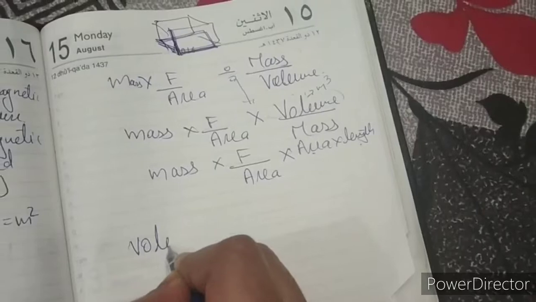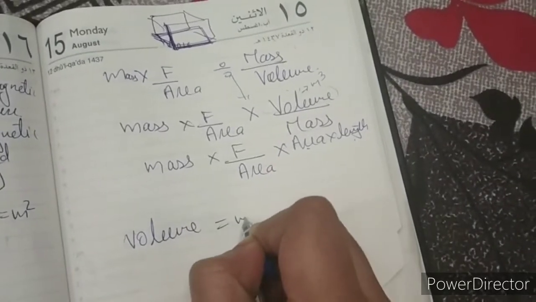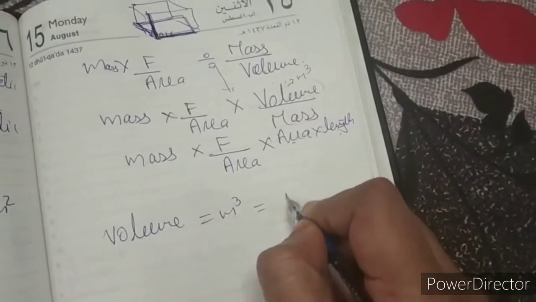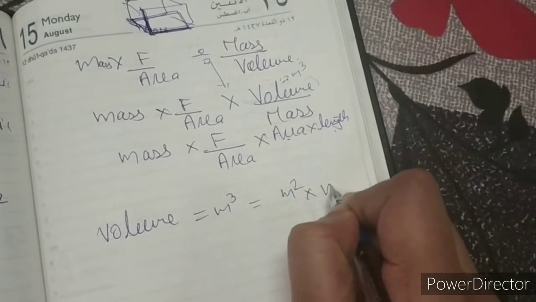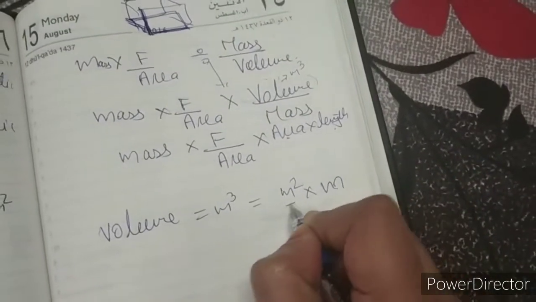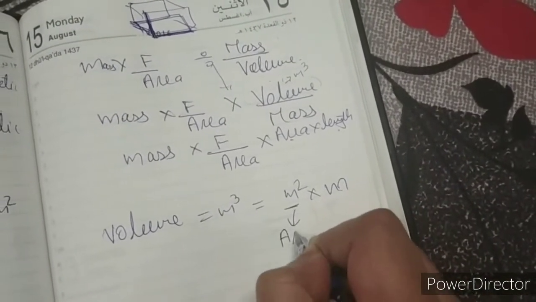Look, students, one more time. Volume is equal to meter cube. What do you mean by meter cube? Meter cube means, can you write meter square into meter? So what is meter square? Meter square is nothing but your area.